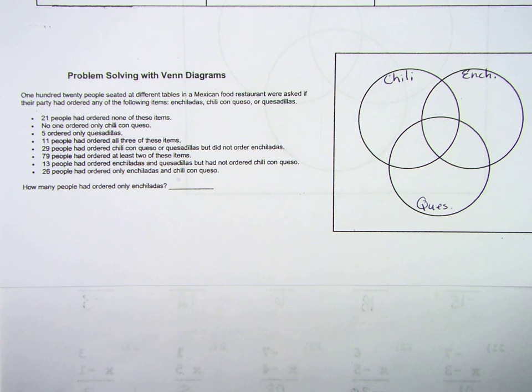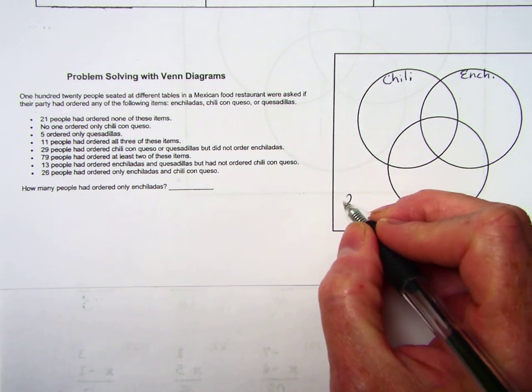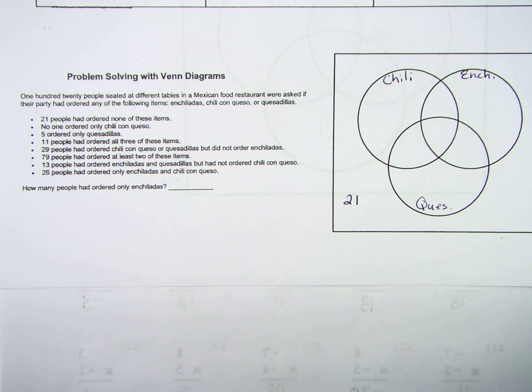All right. The very first piece of information we're supposed to put in here is 21 people had ordered none of these items. So where would we put them? Outside of the circle. Seems normal, right? So I'm going to put the number 21 here, outside the circles, just to show that those people did not order any of those three things. Okay?